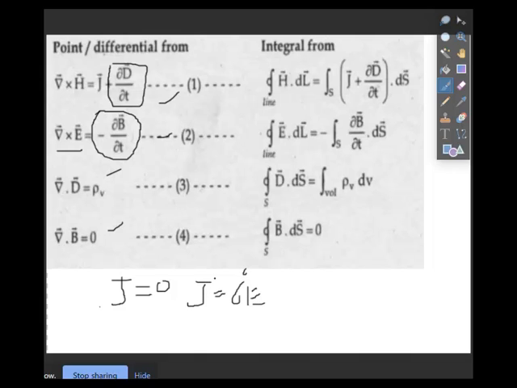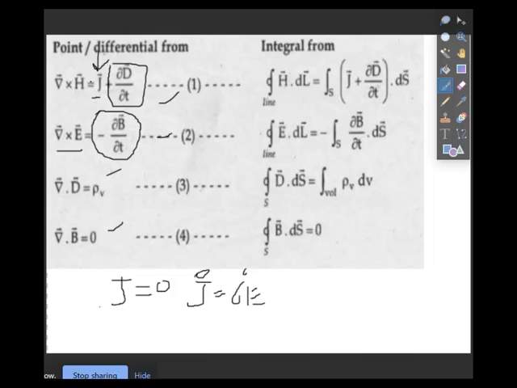So in the first expression we have J. For a perfect dielectric medium, the expression will reduce to del cross H equal to del by del t of D only. This J will become 0. For a perfect dielectric medium, that is an insulator, the first expression will be modified as del cross H equal to 0 plus del by del t of D.